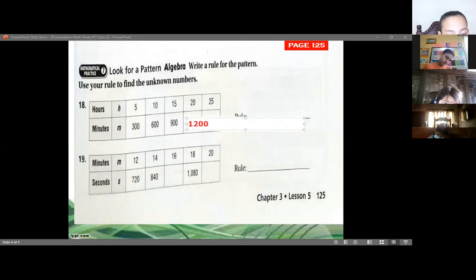You are adding the 3. So you say 3 plus 3, 300 plus 300, you get 600, right? Yes. And 600 plus 300, you have 900. Yes. 900 plus 300, you have 1,200. And what is going to be next? 1,200 plus 300?